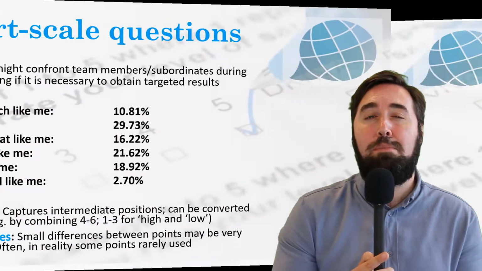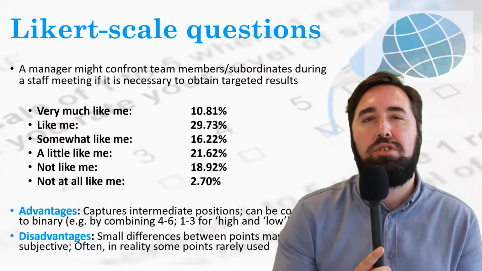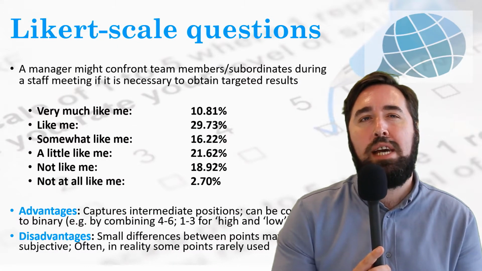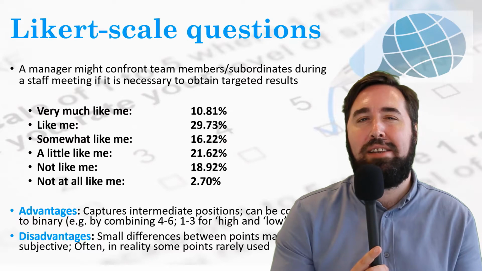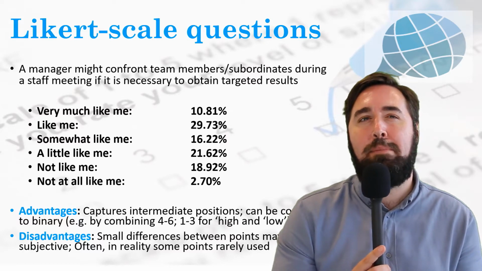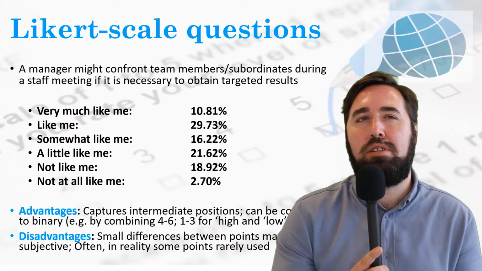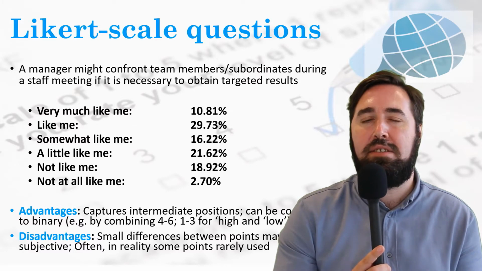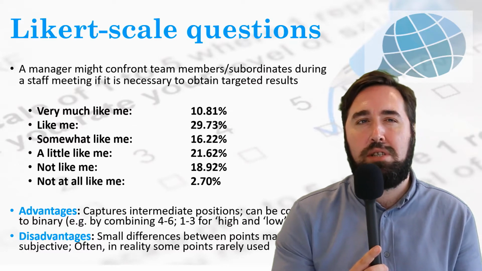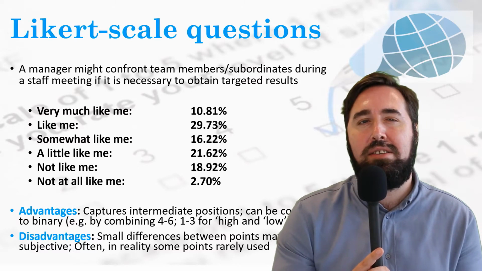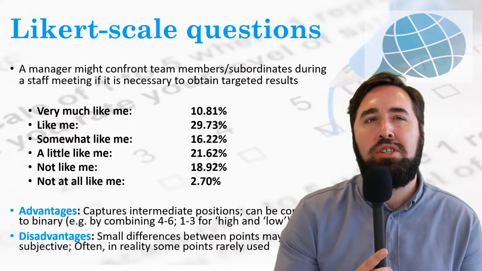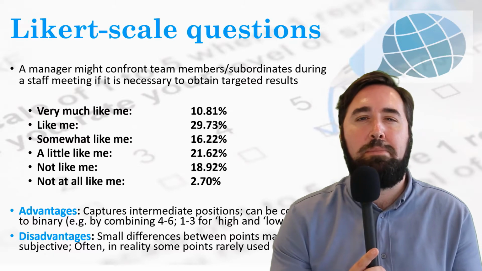Now, here's some examples I just want to show you of particular questions from the CCBS survey and how this looks when you're analysing it. So this comes from Team Belgium from last year. So the question is, a manager might confront team members, subordinates during a staff meeting if it is necessary to obtain targeted results. And you can see here the Likert scale. It's a 6-point Likert scale ranging from not at all like me to very much like me.